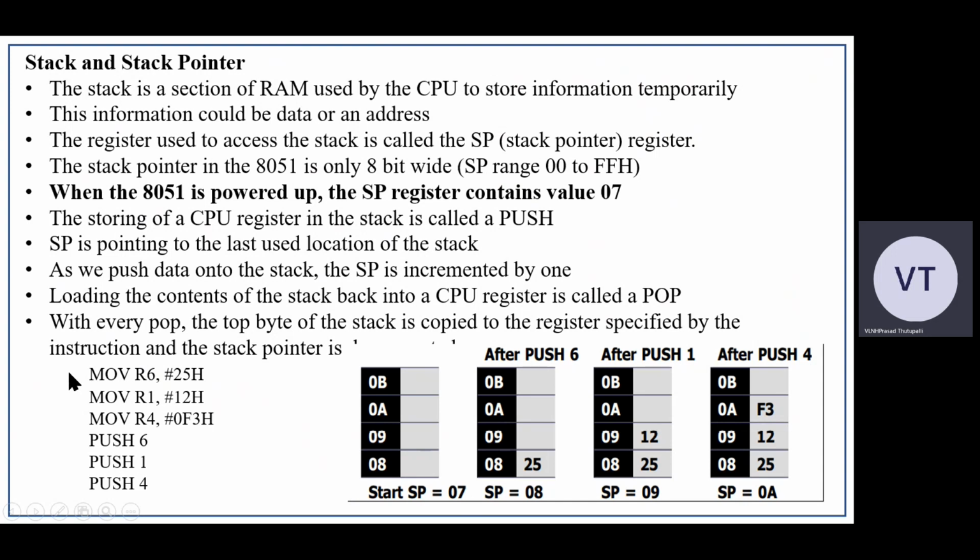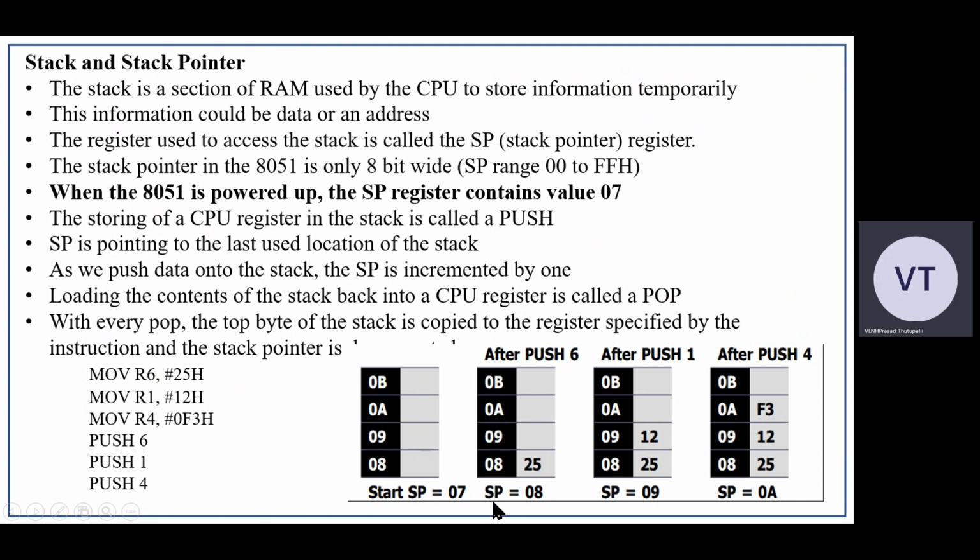So you just have a glance at this particular program. Move R6 comma hash 25. R6 will be loaded with 25 hexadecimal. R1 is loaded with 12. R4 is loaded with F3. Push 6 means push the contents available in R6 into the stack. What is there in R6? 25. So the stack pointer will be incremented by 1. It will become 8. So the content available in R6, that is 25, will go into this 8th location.